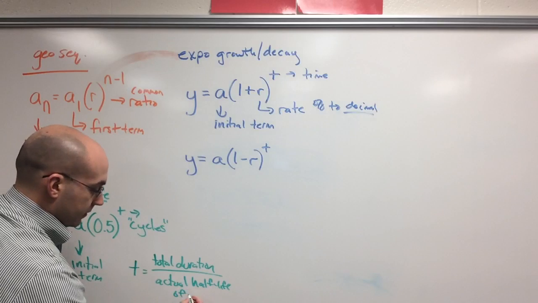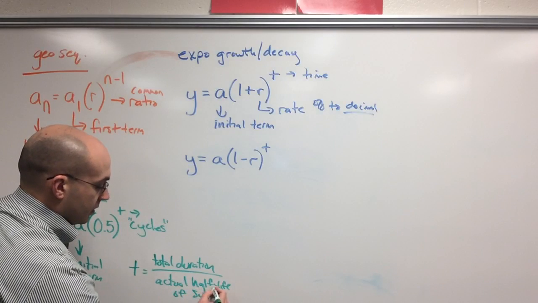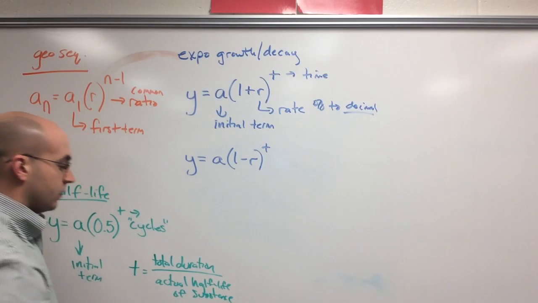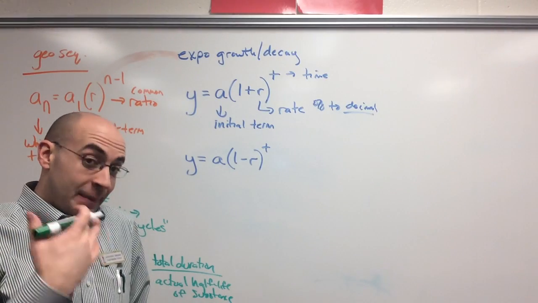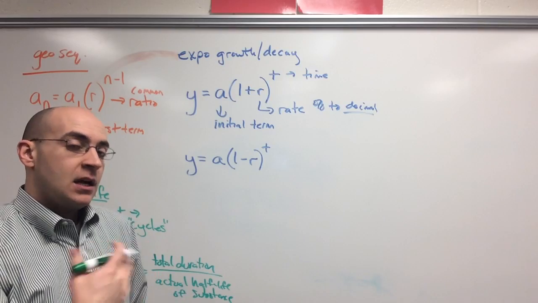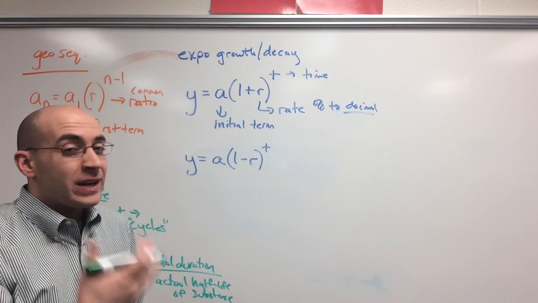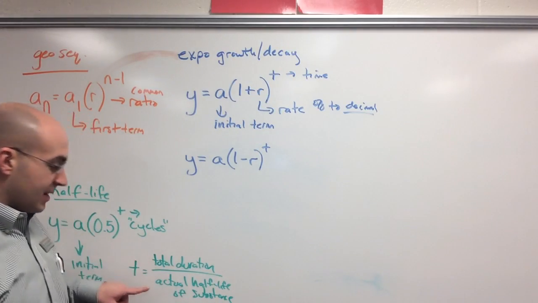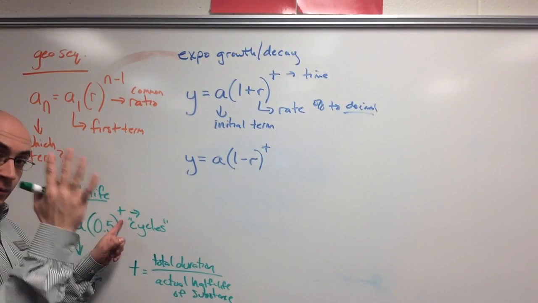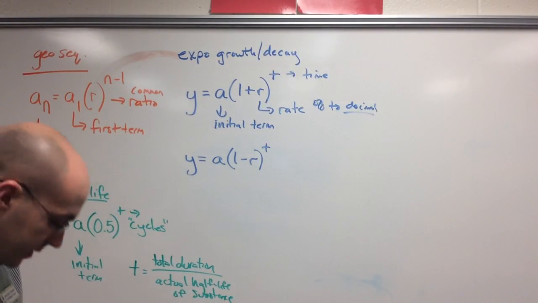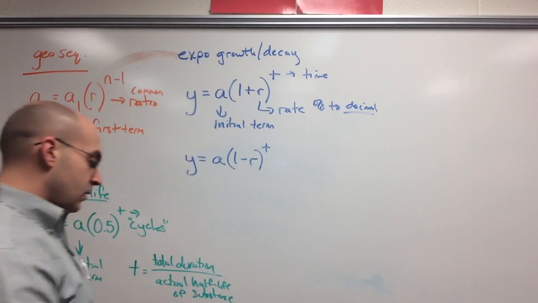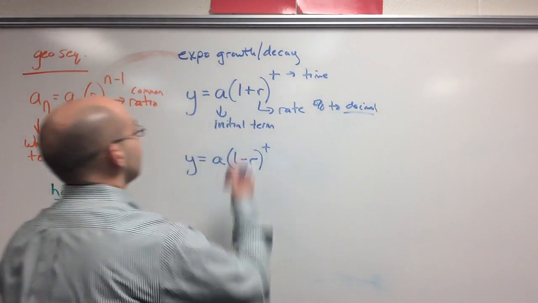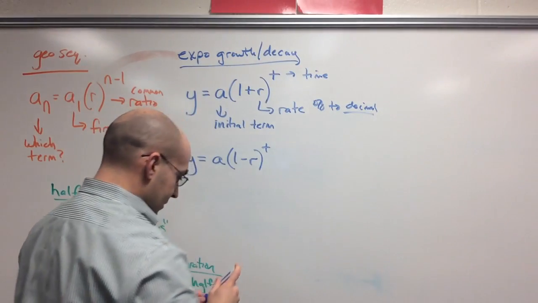Of, I don't know, substance. Okay, so if it was dramesium, right? If the half-life of dramesium was 10 days, and you wanted to see how much was left after 40 days, it would be 40 divided by 10. So the cycles, the 4, would go here as the exponent. Last formula, definitely the craziest formula to remember, but it's just a step-by-step process.